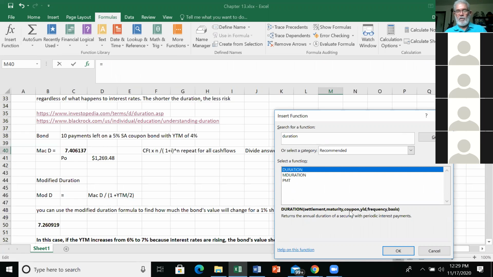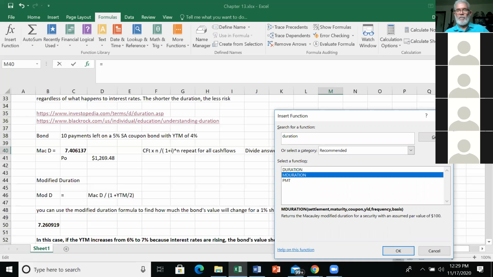Settlement, maturity, coupon, yield, frequency, and basis. All right, to do that, I'd have to look at the help screen on this to find out what these different things mean. I have an idea on most of them, but basis, I'm not sure. Here's modified duration.